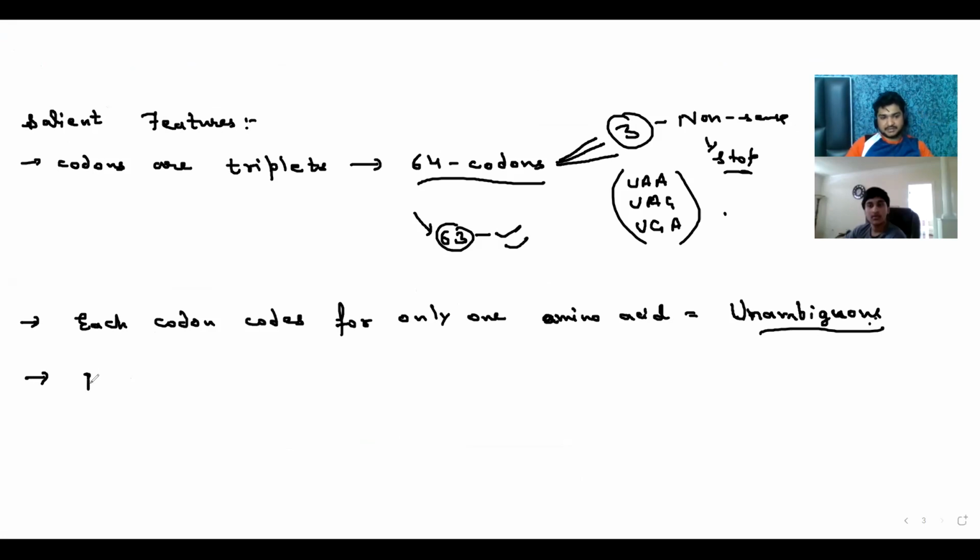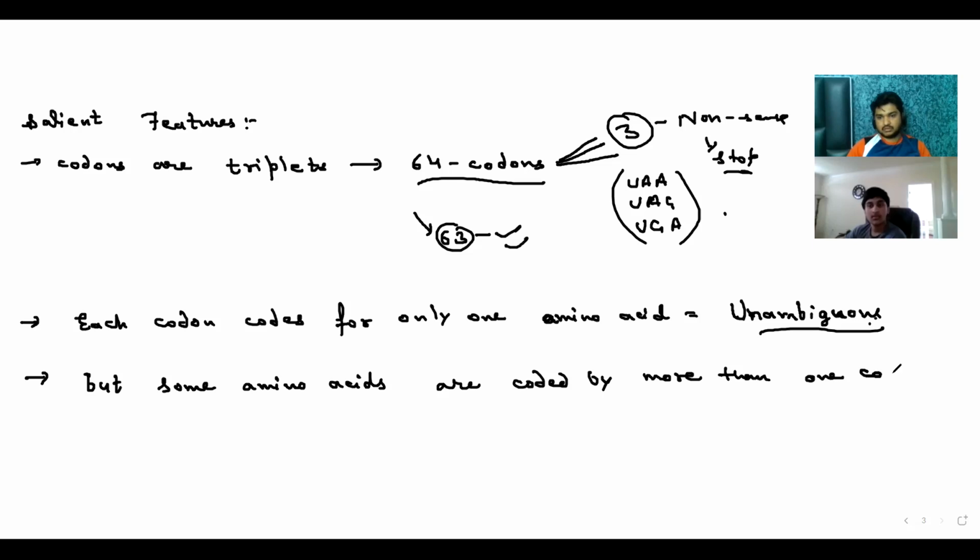But some amino acids have only one codon, and some are coded by more than one codon. This is called degenerate. So these are the two properties: unambiguous, which you can also say is specific. This is called specificity.